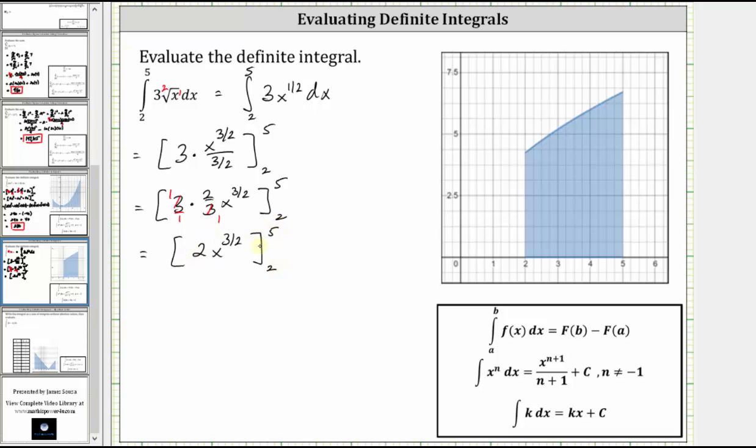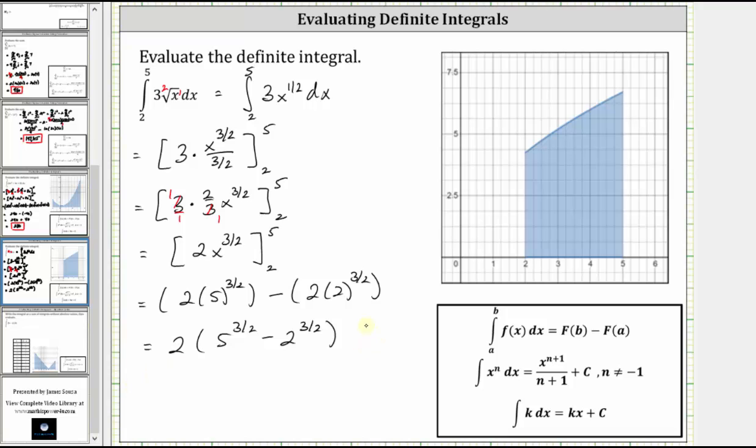I'm going to go ahead and leave it, and now we'll find big F of 5 minus big F of 2. So we first substitute 5 for x, which gives us 2 times 5 raised to the power of 3/2, minus, for big F of 2, we substitute 2 for x, which gives us 2 times 2 raised to the power of 3/2. Notice both of these products have a common factor of 2, so let's write the exact value as 2 times the quantity 5 to the 3/2 minus 2 to the 3/2.